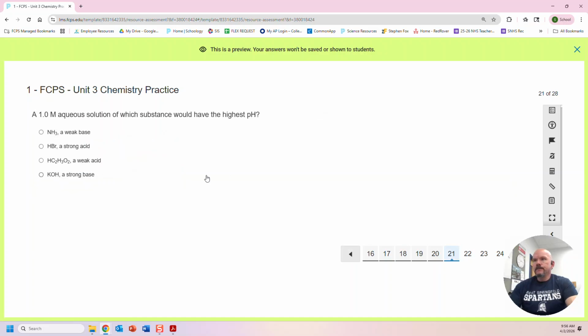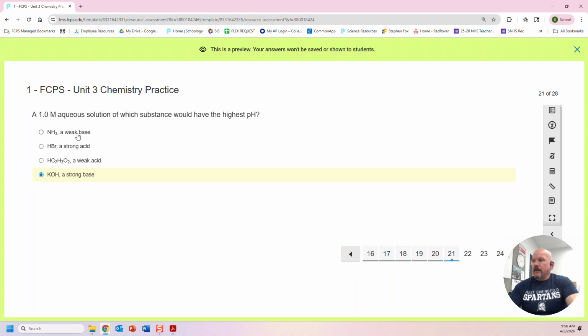All right, 21. So which of these 1 molar solutions would have the highest pH? So it's which one's the strongest base, basically. So you're just looking for a strong base, right? And really the only strong bases you need to look out for are metallic hydroxides, so salts that have hydroxide.